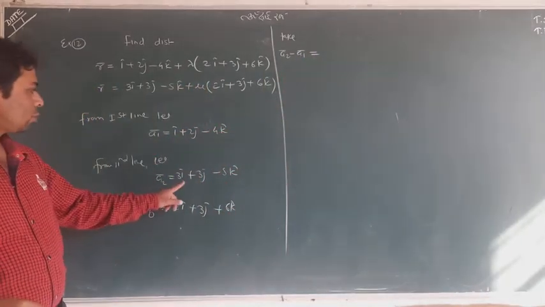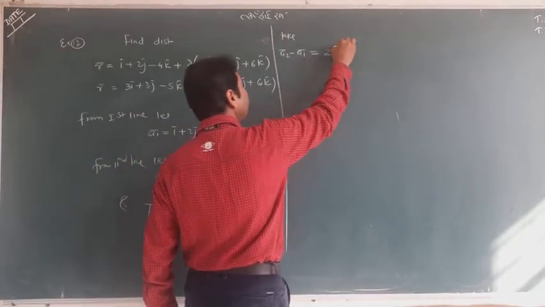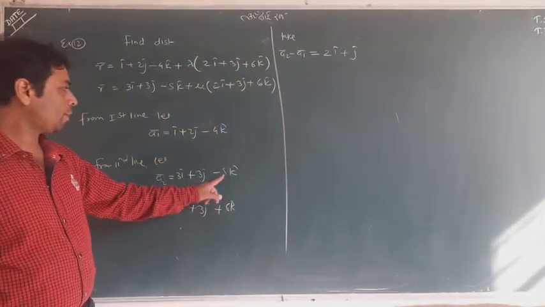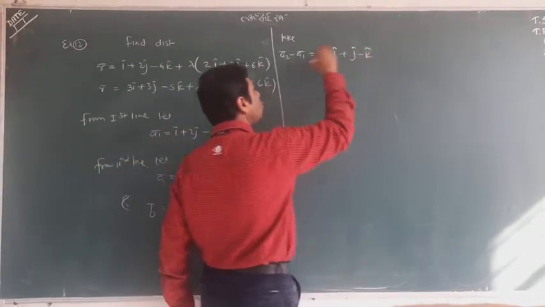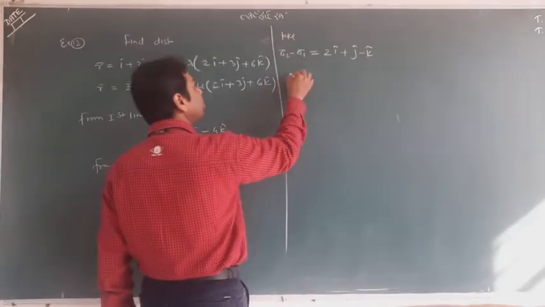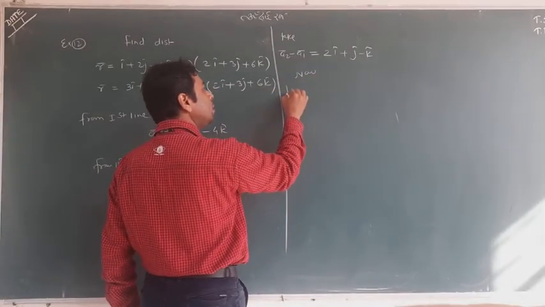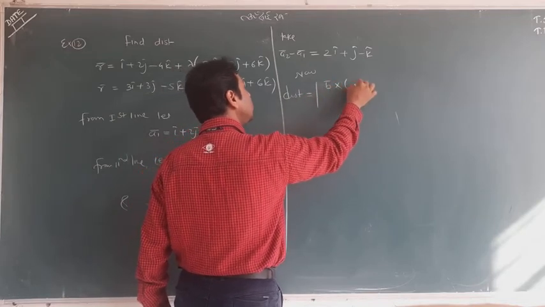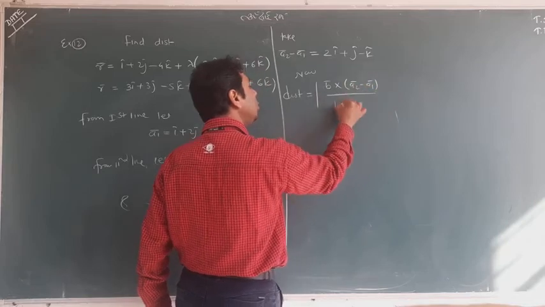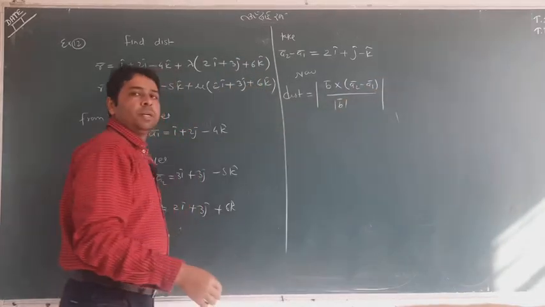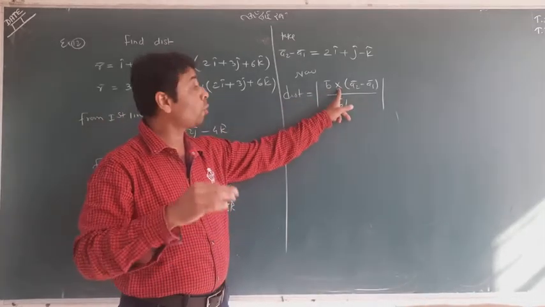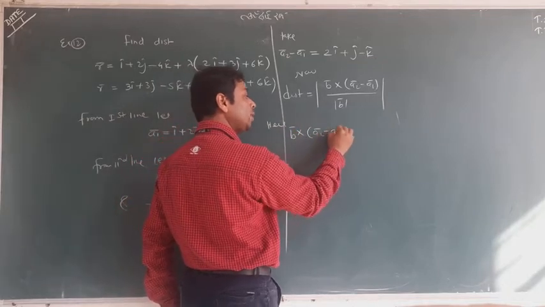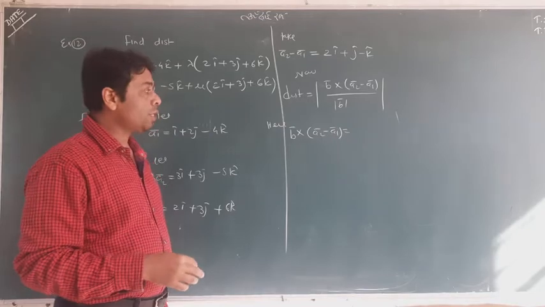So first we find a2 − a1. 3i − i is 2i. 3j − 2j is +j, and −5k + 4k is −k. So you got a2 − a1. Now what is the formula? The formula of distance is |b × (a2 − a1)| / |b|. So you need the cross product, b × (a2 − a1).